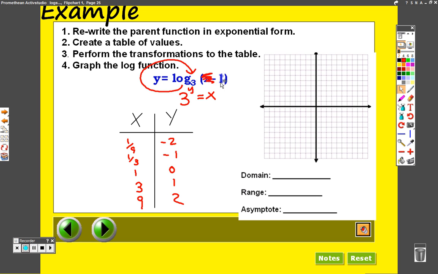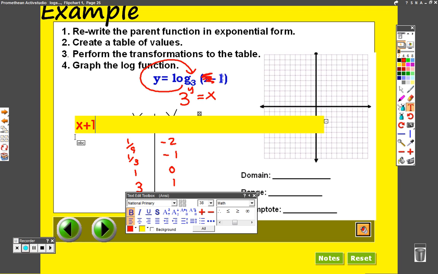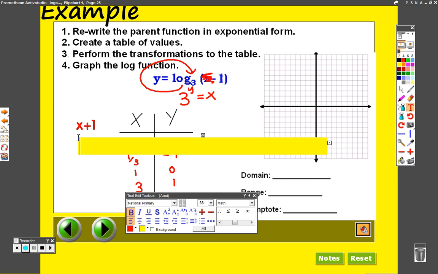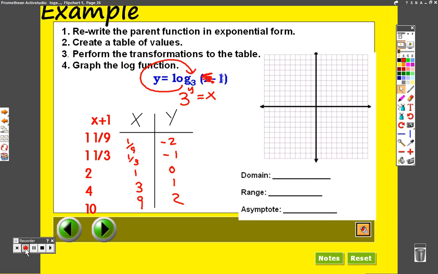So notice this minus 1 is now in, it's my h value, right? It's my right or left shift. And this is shifting right 1. So again, if it's on the inside, so we have parentheses on the inside, we're going to put over here x plus 1. And we're going to add 1 to each of these values. So x plus 1. I'll hit pause and do it. So we get over here 1 and 1/9, 1 and 1/3, 2, 4, 10. Just adding 1 to each of these values.